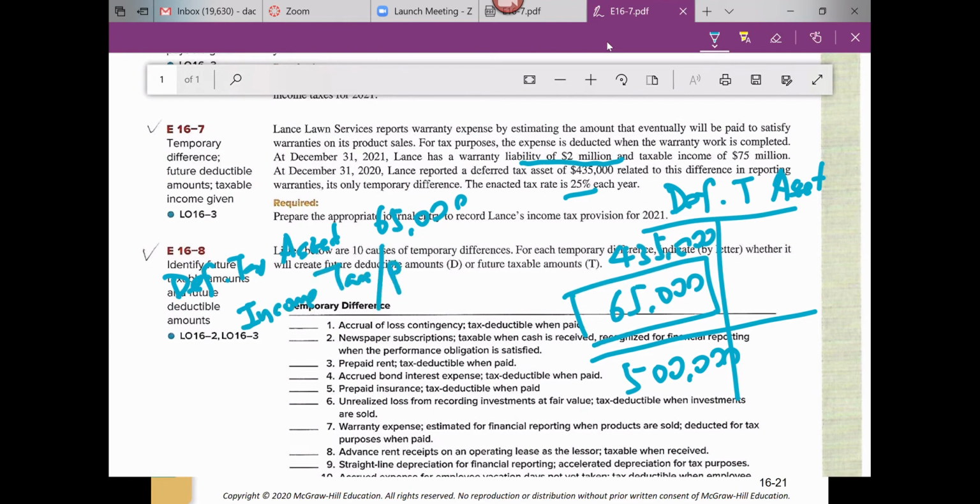So this one, because income tax, if you look at this, taxable income is 75, right? 75 times 25%. That's how we get this $18,750,000. Okay, so that should be the income tax payable, right? Taxable income times 25%, 75 million times 25%. So we have one credit, one debit.